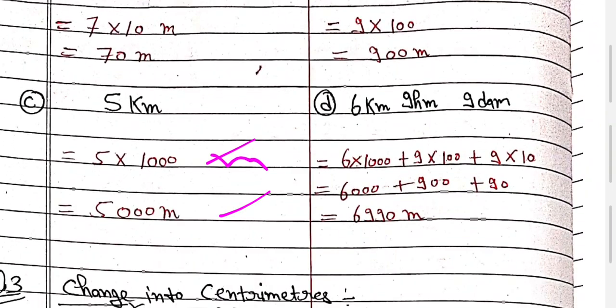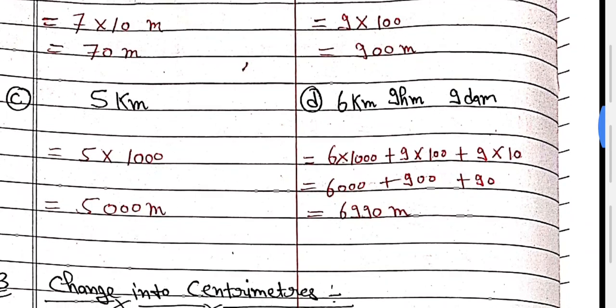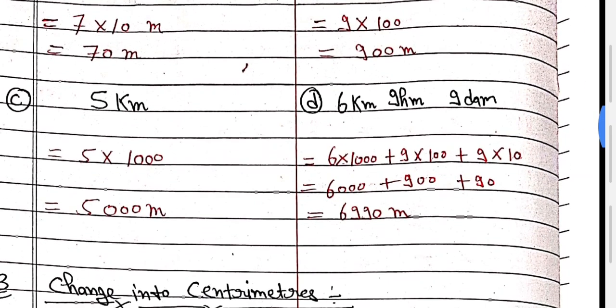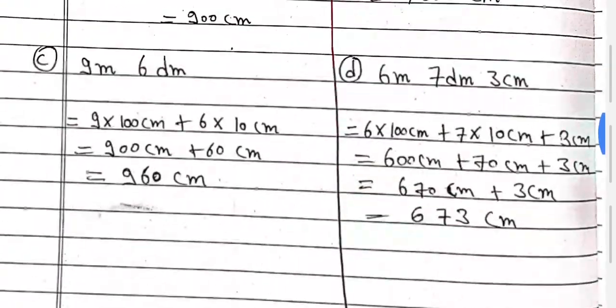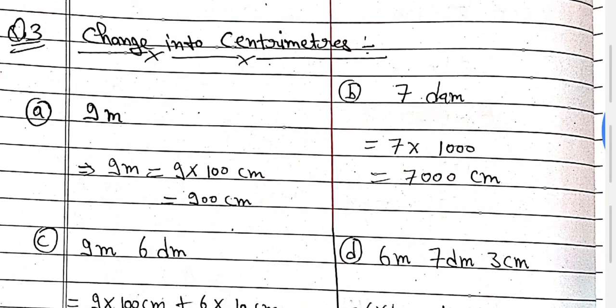Now come to D part, 6 kilometer. For the kilometer you multiply by 1000, write 1000 here. 9 hectometer: hectometer you multiply by 100, write 100 here. 9 decameter: decameter multiply by 10, write 10 here. So it becomes 6990. When you add, you will get 6990 meter. Now come to next, centimeter.